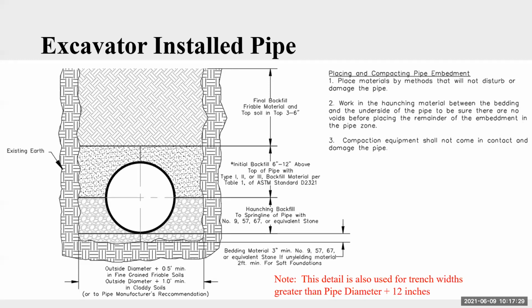If you do this detail, typically you can get away with just down to 1 foot of cover above the top of the pipe. So remember I said 2 foot of cover minimum, unless you do special things out there to support that pipe, which this would be the one case where you could do that.